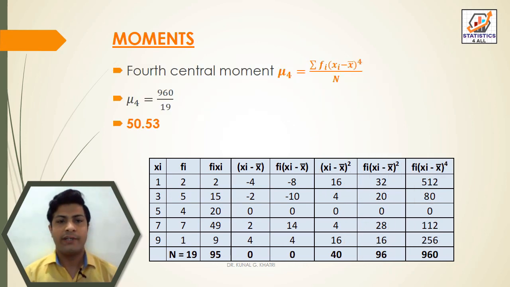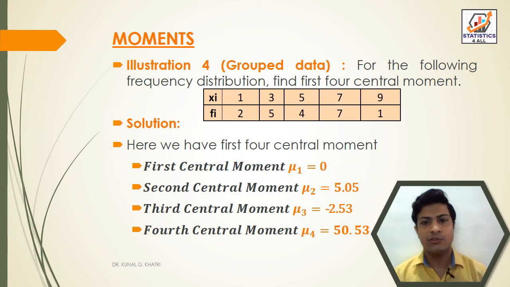So after finding this value, we'll put in the formula of fourth central moment, that is mu4 equal to sigma fi into bracket xi minus x bar raised to power 4 divided by n, where sigma fi into xi minus x bar raised to power 4 is equal to 960, and n is equal to 19. So mu4 is equal to 960 divided by 19, we get value 50.53.